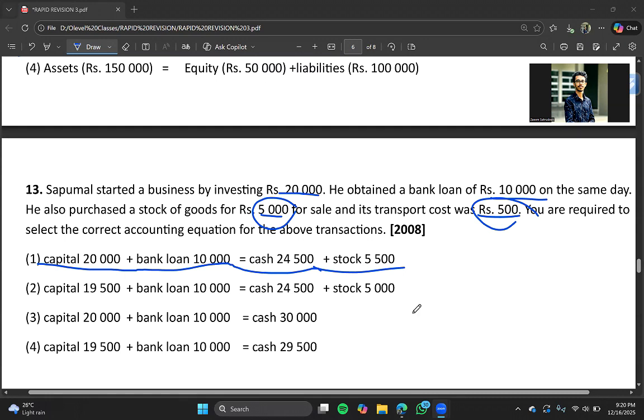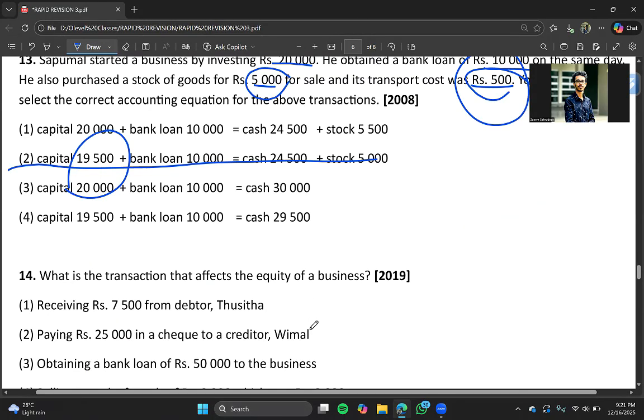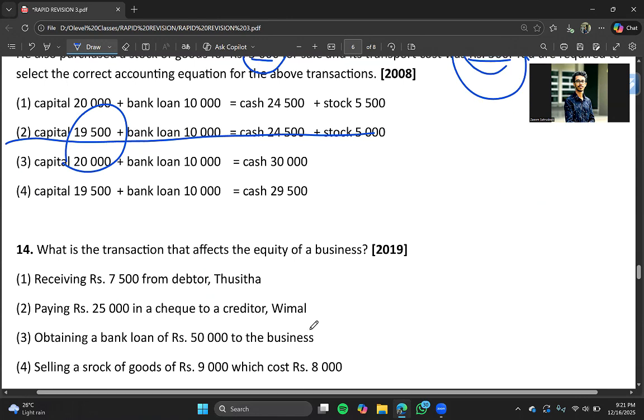No, sorry, the purchase stock was 5,000, right? Stock is 5,000. The answer would be the next one, right? The answer will be this second one. Capital 19,500 plus bank loan 10,000, cash will be 24,500 and stock will be 5,000, right? This transport cost 500 will be deducted from this capital 20,000. So 19,500 had.